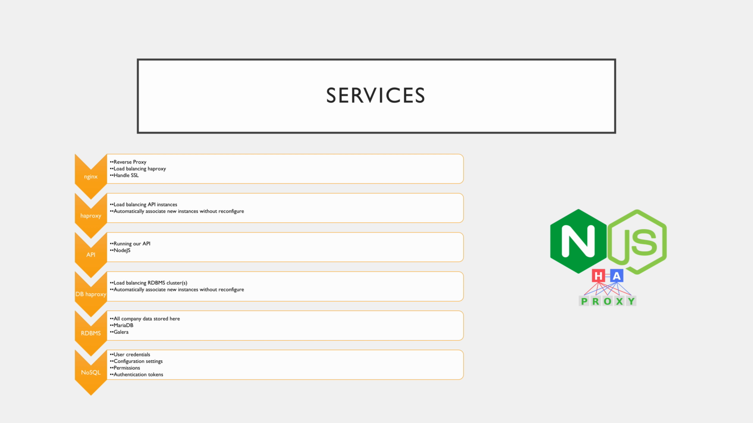So after the API layer, it kind of forks. There's two different types of databases. The relational databases have another HA proxy load balancer in front of them, and that just automatically associates new relational databases as they come online or go offline, and the API doesn't really need to be concerned with how many of those there are or how to even reach them. It just needs to be concerned with sending its requests over to the DB HA proxy, and then that will route the traffic accordingly.